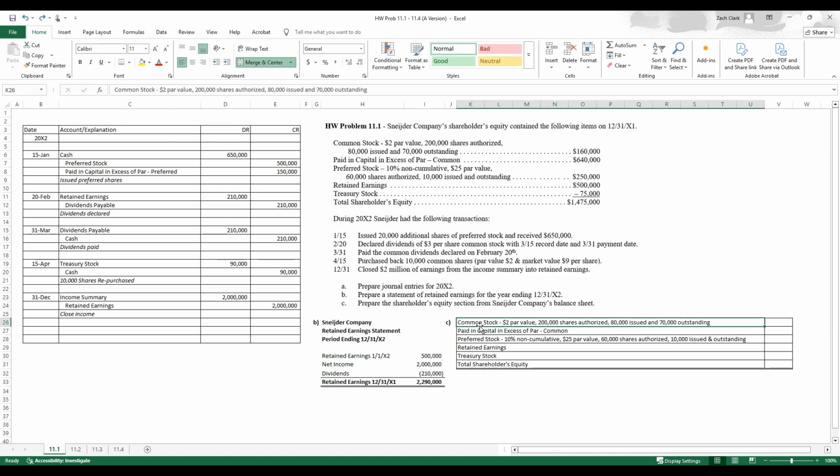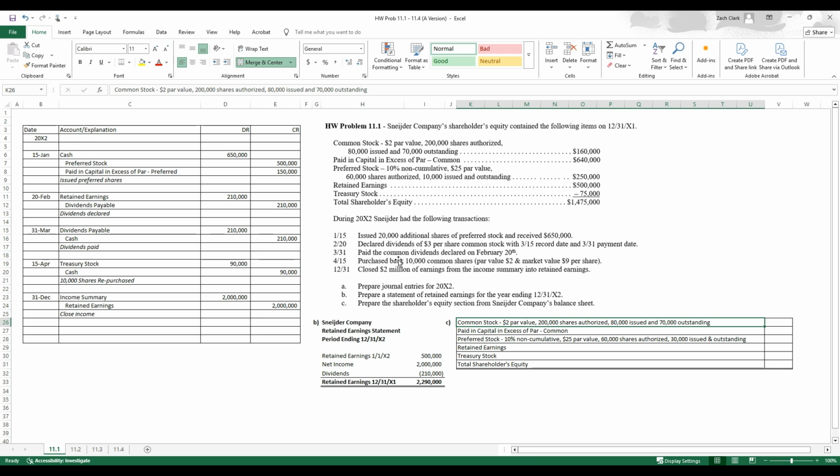And so we need to look and see what changed from this, because we talked about issuing additional shares of preferred stock. So now we've got how many? 20,000. So now we have 30,000 shares issued and outstanding of preferred stock. Before we had 10,000 outstanding, but now we issued an additional 20,000. So now we have 30,000 issued and outstanding. The authorized doesn't change. That's just the total amount that could be issued.